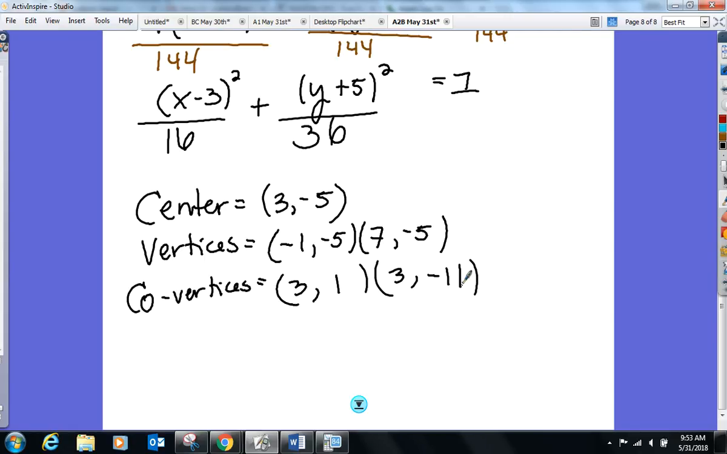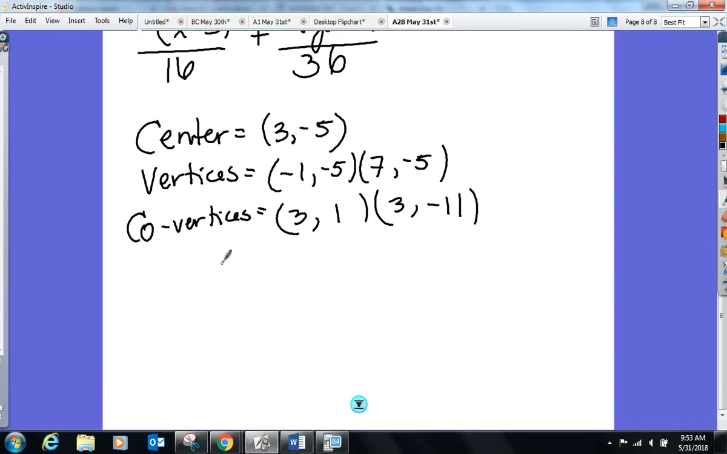And I'm sure it's on there, the old foci. Where's the foci going to be, on your x or your y? Where's the major axis? Along the y. So that tells me I'm going to go up and down from 3, negative 5. How many units? Let's find out.